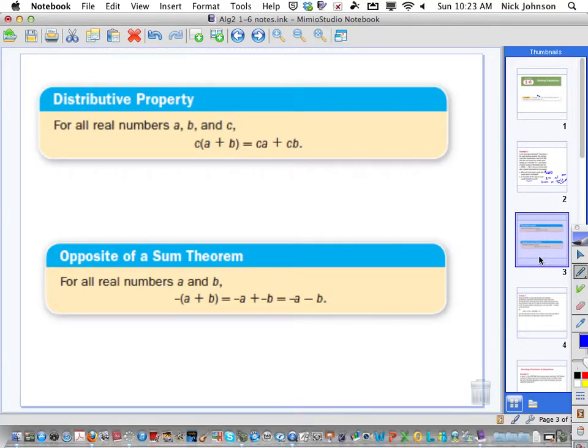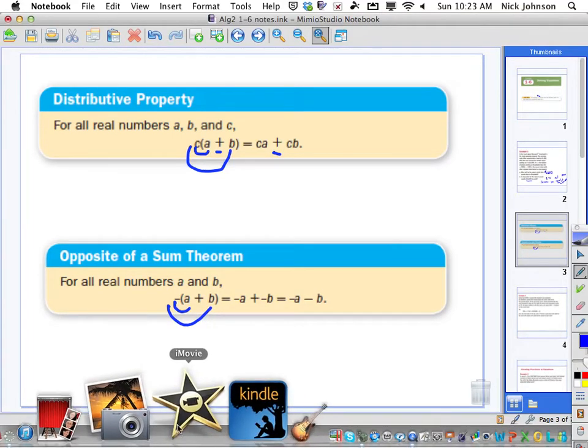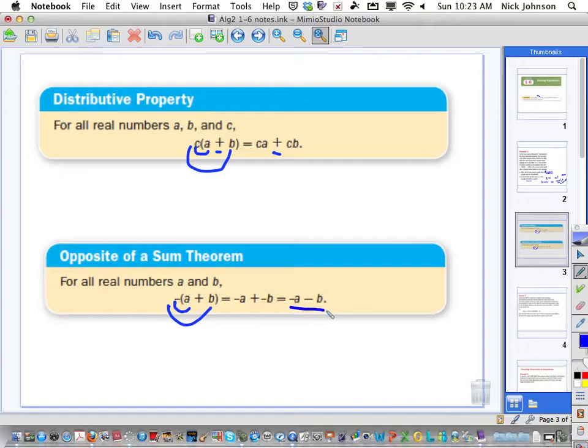Your distributive property, we should all have seen this before. For all real numbers A, B, and C, all you have to do is take this C and multiply it to every single thing inside that quantity. Use the sign in the middle. This one's plus, so that plus stays there. Okay? The opposite of a sum theorem is kind of the same basis. That negative has to go to every single thing that's in that quantity, which is then going to come out to be a negative A minus B. Remember, Mr. Johnson doesn't like double signs, doesn't like the plus minus. Leave it as the minus. Okay? Two properties that you need to know.